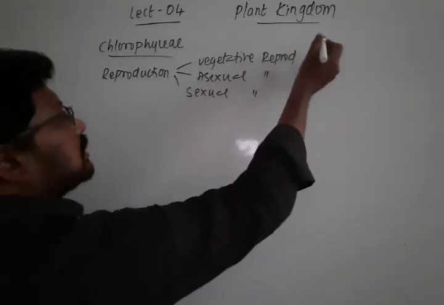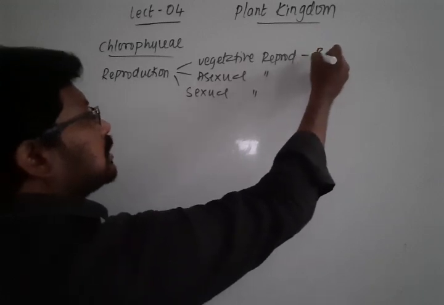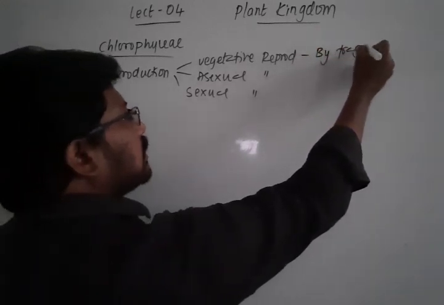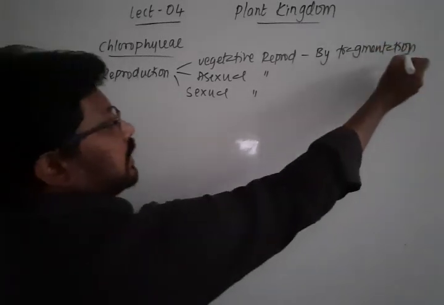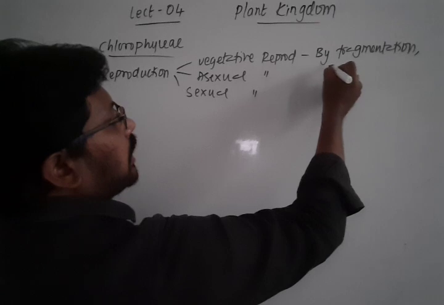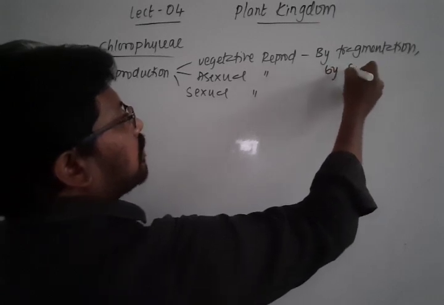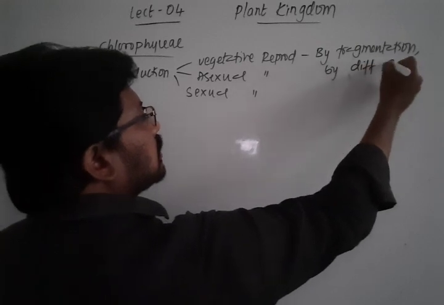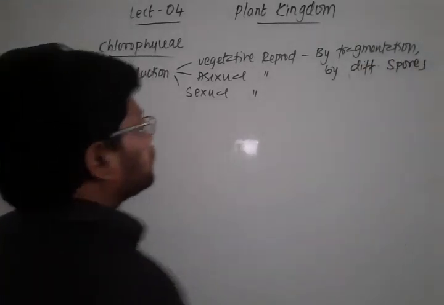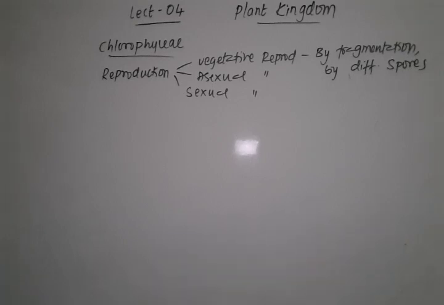Coming to the vegetative mode of reproduction, it will be by fragmentation and also by formation of different spores. So that will be the mode of vegetative reproduction in case of the Chlorophyceae.